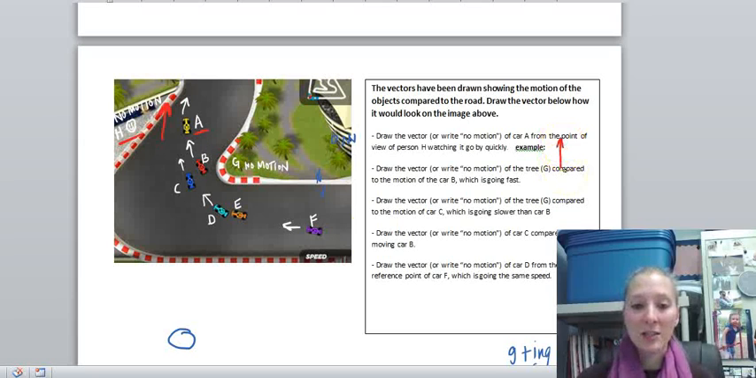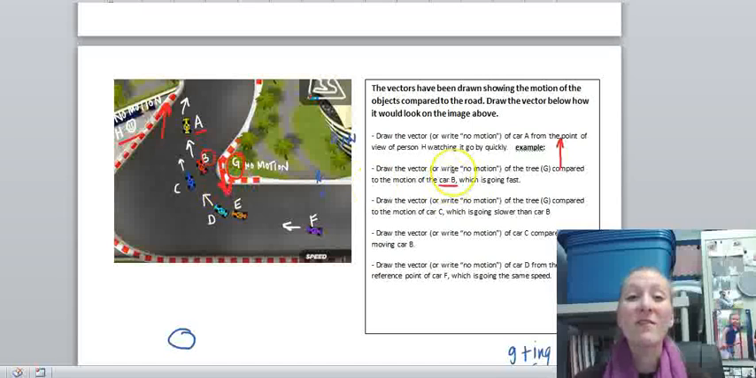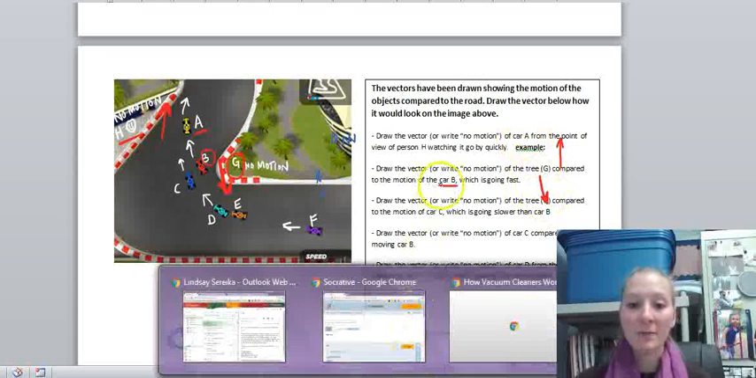Okay, the next one asks you to look at tree G, which is right here, and compare it to the motion of car B. And here's car B. Well, tree G is standing still. We'd assume it's not moving. Kind of weird if it was. And so car B is going by quickly. So to car B, this tree looks like it's moving backwards, and very quickly. So we would take that arrow and draw it here to represent that.